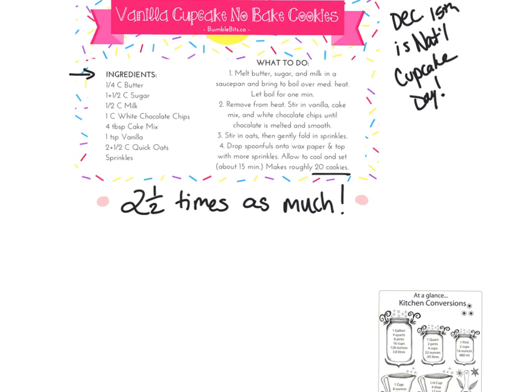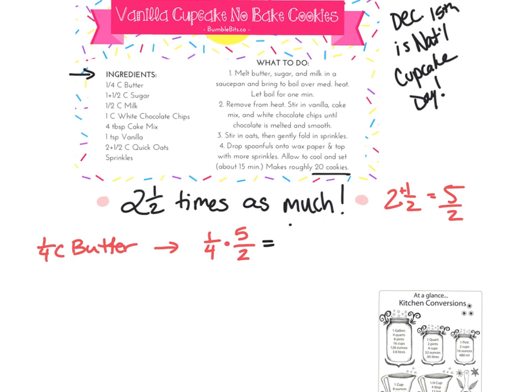So for the butter, I'm starting with 1/4 cup of butter. And I need to multiply it by 2.5. So my work, I'm doing 1/4 times 2 1/2. I know 2 1/2 is the same as 5 halves. So I'm going to change that to an improper fraction, and I can multiply straight across because I don't see anything to cancel. So I get 5/8. So that means that I need 5/8 cup of butter.